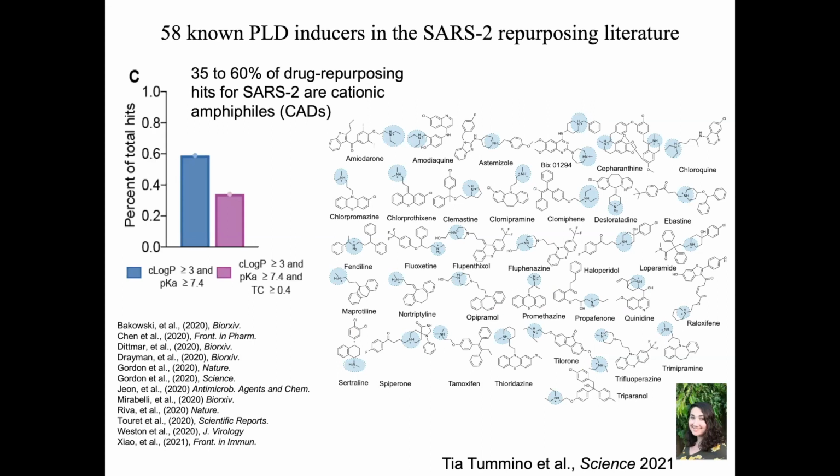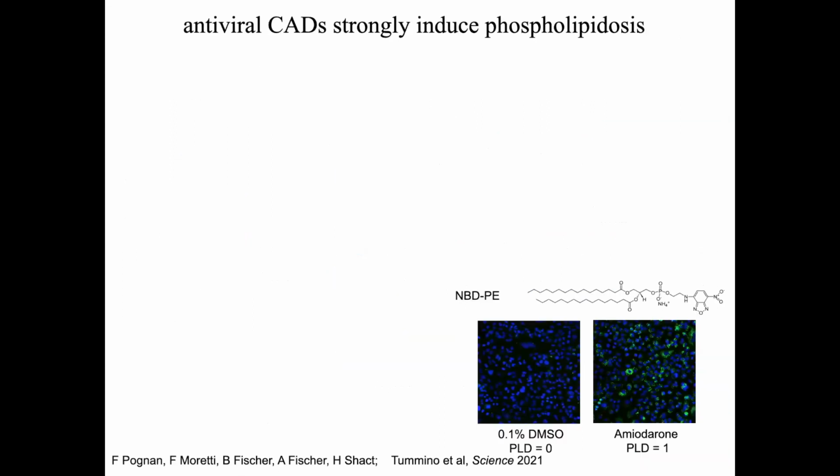So we went back to the literature, looked at some of the high-profile papers, including our own, and collected 58 molecules from the literature that had been published as drug repurposing for COVID-19. Depending on how you count, between a third to over 50% of them were these CAD molecules thought to induce phospholipidosis. And we followed that up in experiments with Francois Poignet and Francesca Moretti at Novartis in Basel.